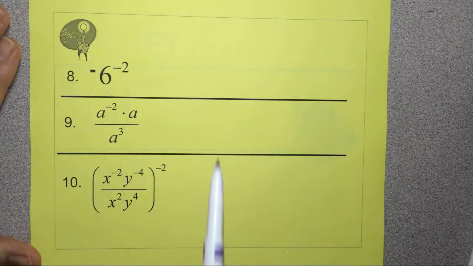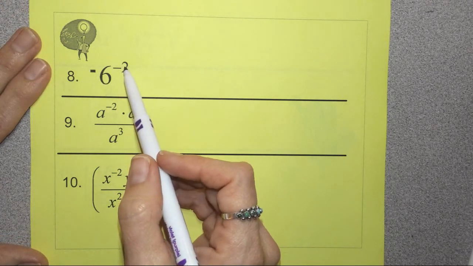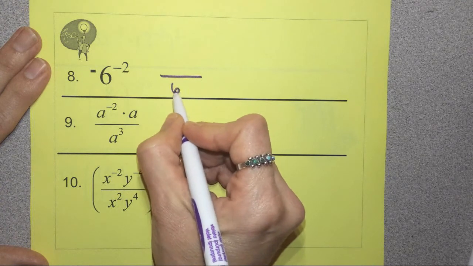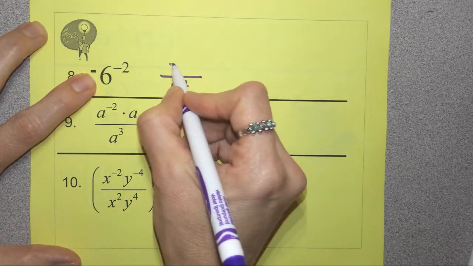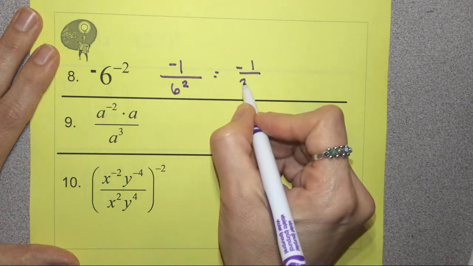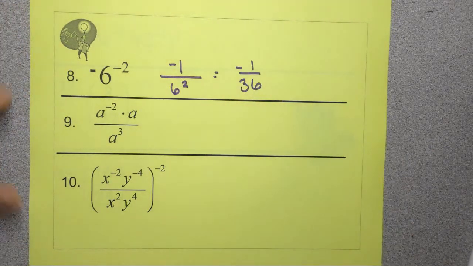Number 8. 6 is being raised to the negative 2. So the 6 to the negative 2 goes to the bottom. This negative 1 stays on top. So we have negative 1 over 36.